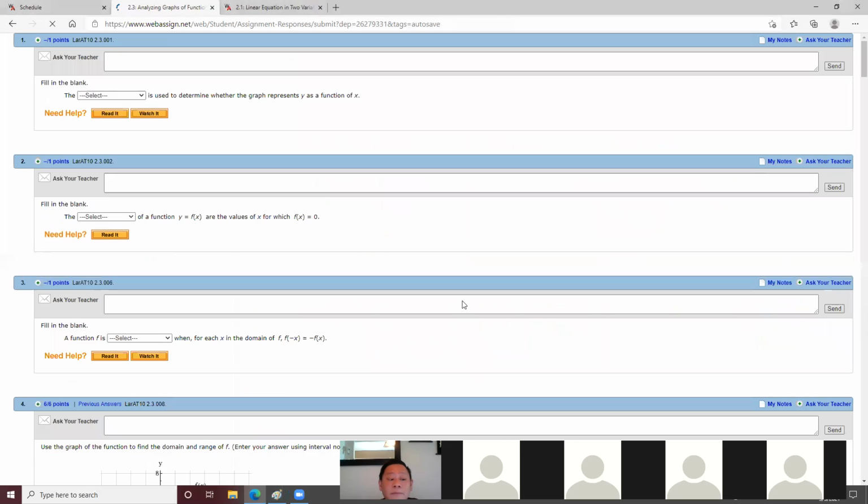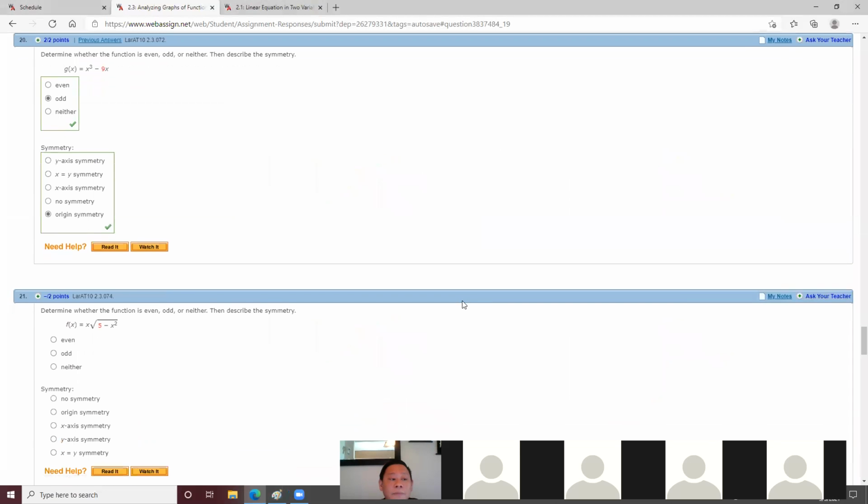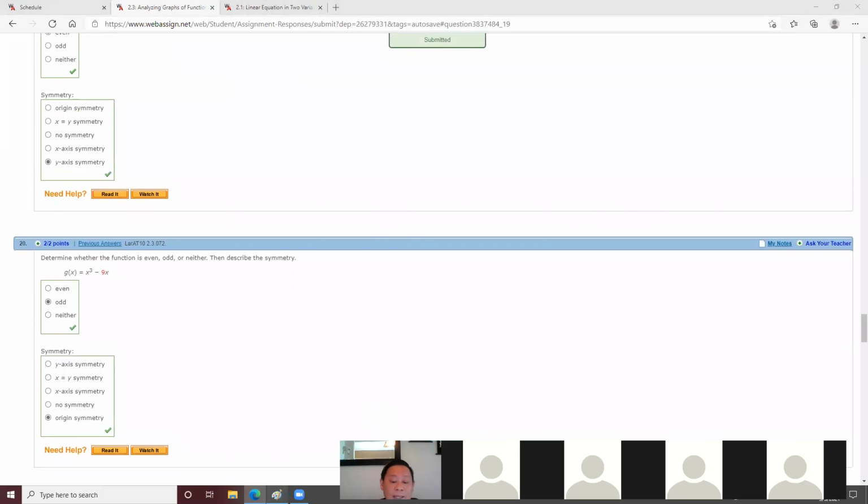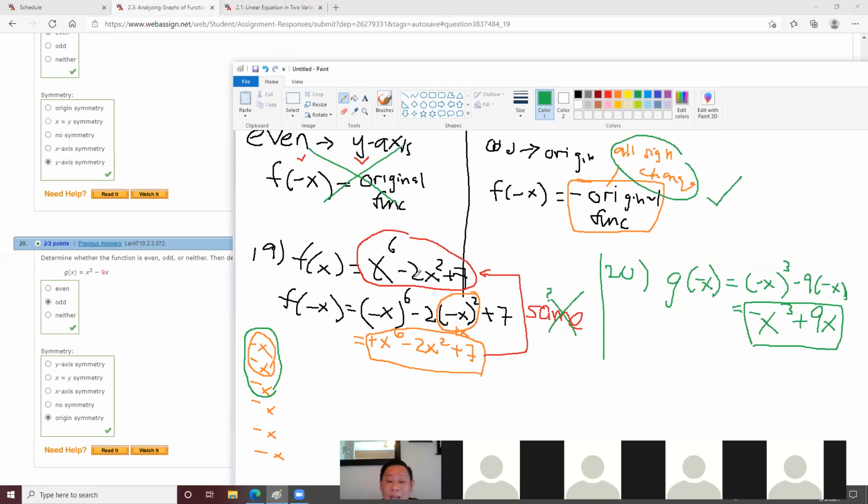You guys all right here? Okay. So make sure you understand that if they're exactly the same, it's even. If the sign changes, all your signs change from positive to negative, negative to positive, when you compare it, then it's odd. If it's neither of these, then your answer is neither.